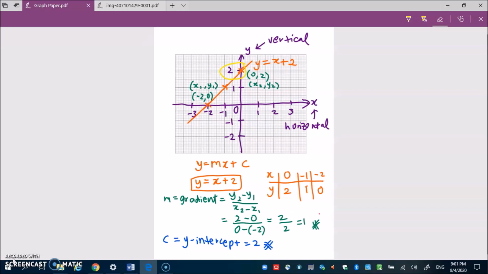So if you understand all this, we can move on to this year's topic on how to plot quadratic graphs. Now, the basic steps are all the same. You're still going to have your x's, you're still going to have a table of values, you're still going to have to plot points. The difference is now we're moving away from linear equations and we're going to quadratic equations.